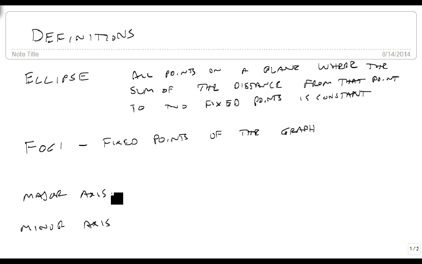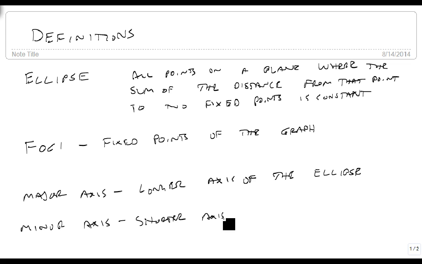The major axis is the longer axis of the ellipse, and this will be easier to see once we have an ellipse. And the minor axis is the shorter axis. So if I had an ellipse that looked like this, we draw lines through the center of it, and this would be the major axis, and this would be the minor axis. And likewise, if it went this way, then they just change places. Here's my major, here's my minor.